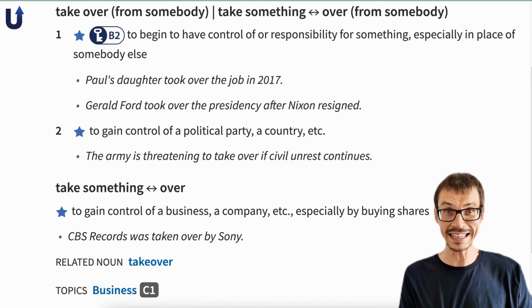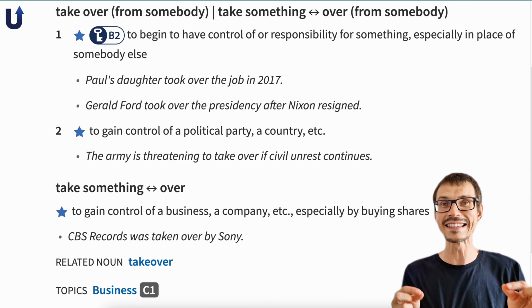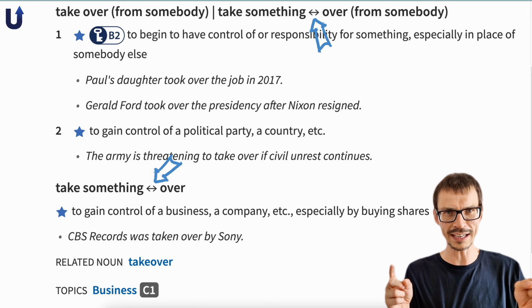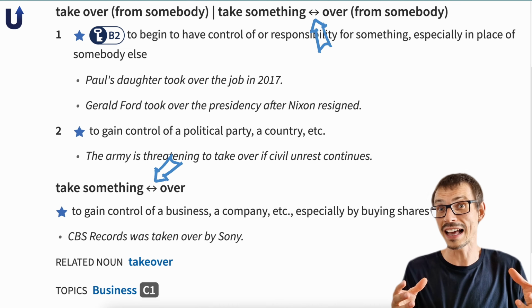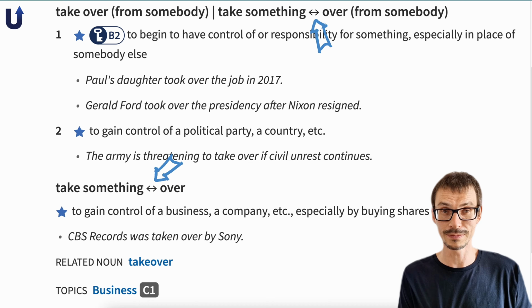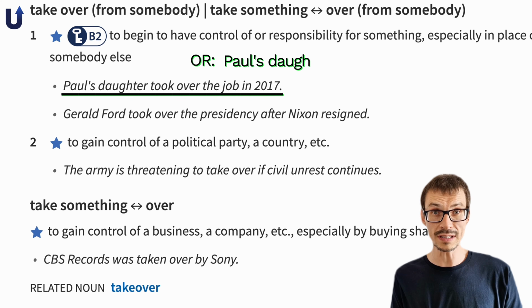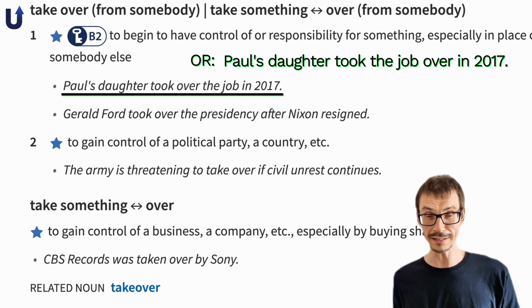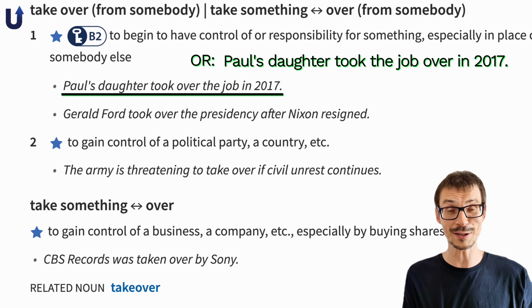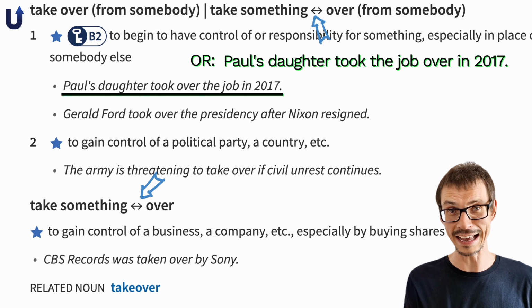So how do we know if a phrasal verb is separable or not? Well, the best place to look for this information is a dictionary. Let's check take over. As you can see here, there are two meanings of this verb that have a little arrow pointing in both directions next to it. This little arrow means that the verb is separable. So in here we can say Paul's daughter took over the job in 2017, or Paul's daughter took the job over in 2017.